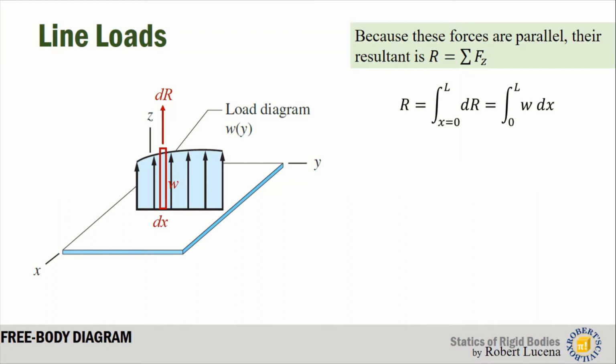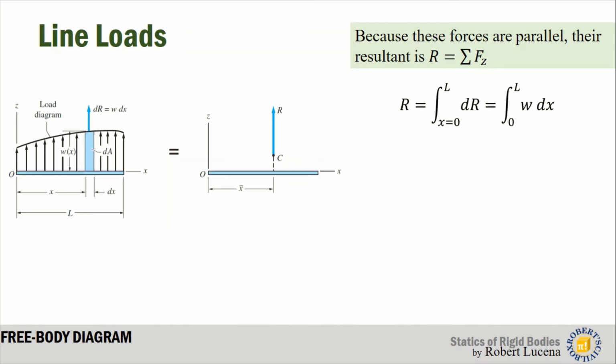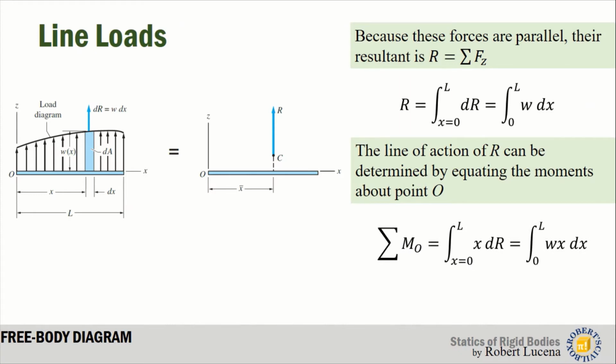But where is the resultant force acting? That is for us to know using this discussion. The line of action of R can be determined by equating the moments about point O. Now, if you take moments about point O of all of these differential forces, you would have the summation of moment at point O, and those are an infinite number of forces. So the moment of each of the forces is equal to the moment of the resultant.